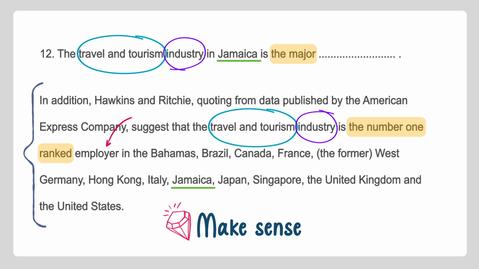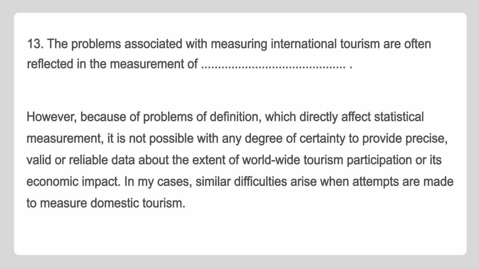If it does not make sense, try to finish the sentence and find the word that makes sense in the blank, so that the meaning of the sentence is logical to you, right? So the travel and tourism industry in Jamaica is the major employer. Now, the last question, question number 13.